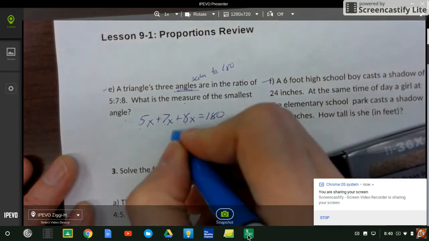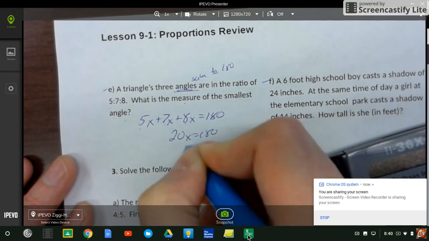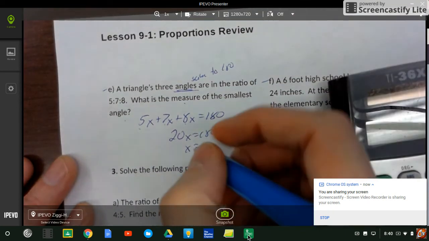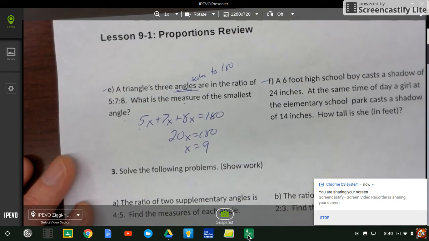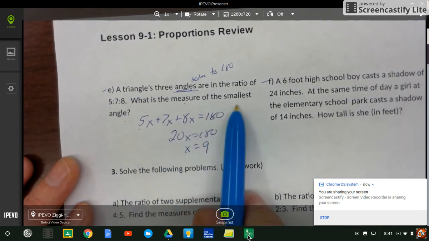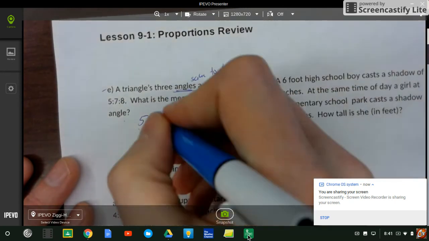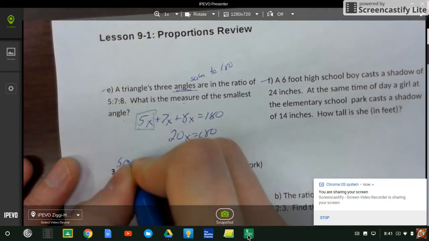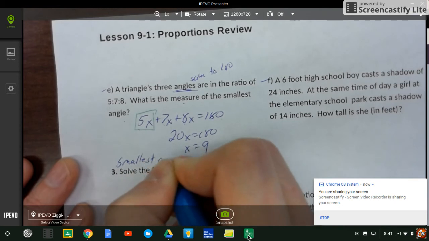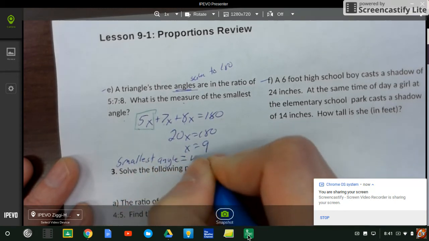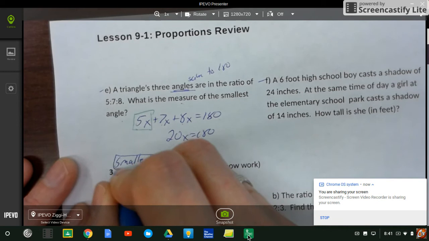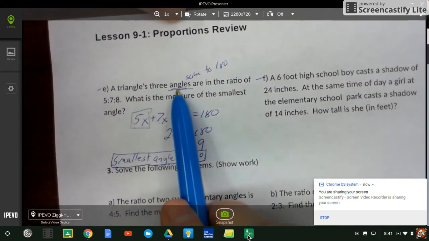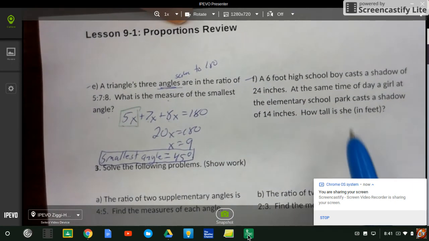So we have 20x equals 180. So now I get x is 9. So that's not my answer though, because that's what the value is here. The smallest angle. Well, the smallest angle has to be the 5x angle. So the smallest angle has to be 45 degrees. That's 9 times 5. Okay? So look out for those summing type problems. Those happen a lot. Perimeters does that and things like that.